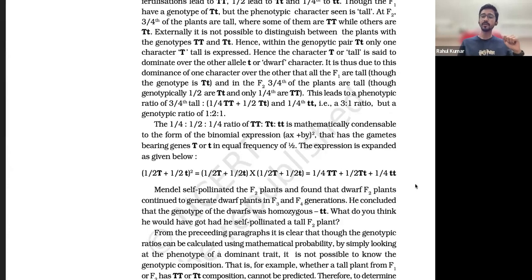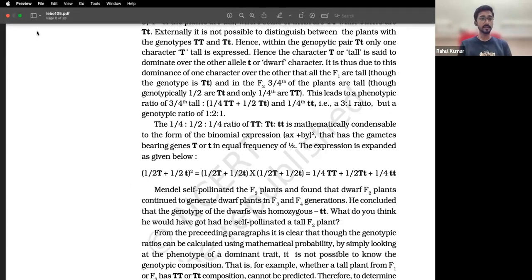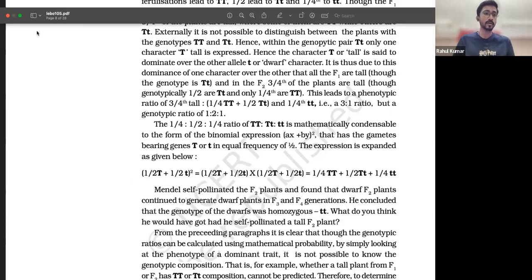So this is nothing to be afraid of. They are just simply telling you that Mendelian genetics was so mathematically accurate that you could express and condense Mendel's ratio using binomial expressions. And this is exactly why in the beginning, a lot of biologists could not understand. So it's not a big deal if you don't understand something.